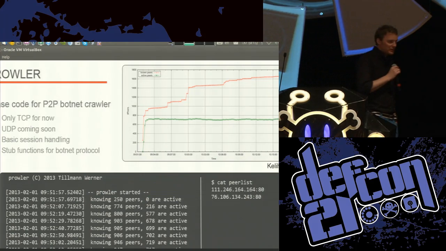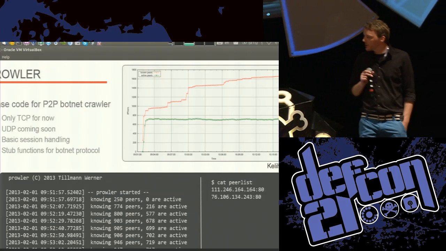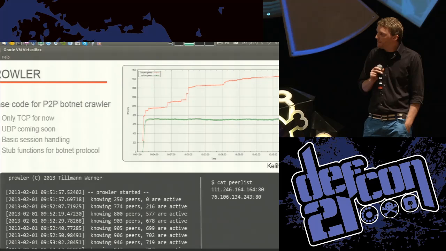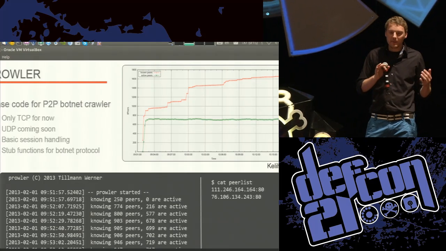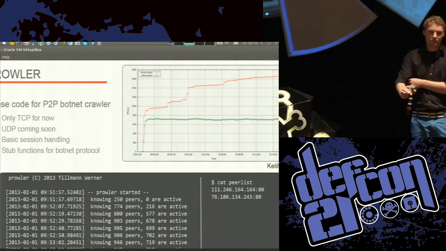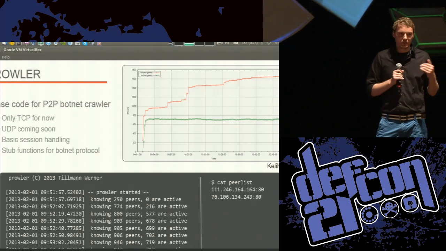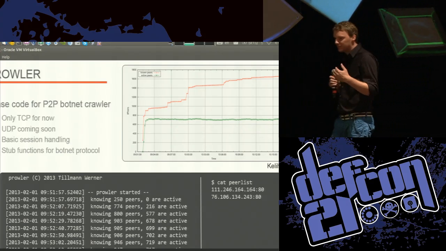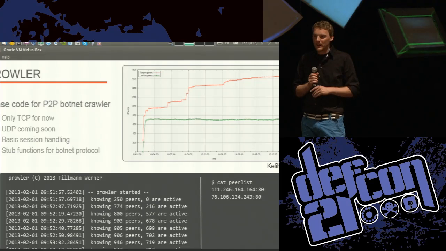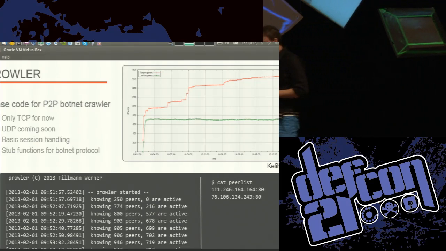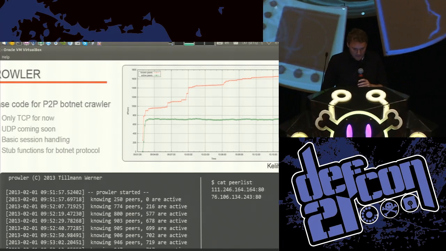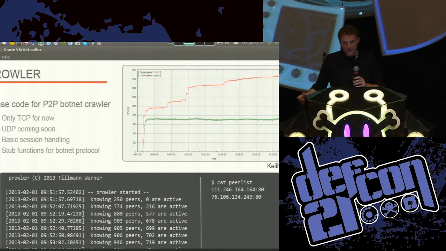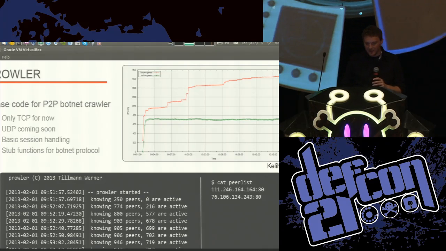So Prowler is the name of the tool that we're going to release today. As I've said, it just implements the crawling framework, so to speak, and you have to add the protocol implementation yourself. It provides you with some stub functions that get called, and that's where you have to implement the protocol. So if you want to check it out, please do. As I've said, it's only TCP for now. Yeah, and you can see what it looks like at the bottom of the slide.